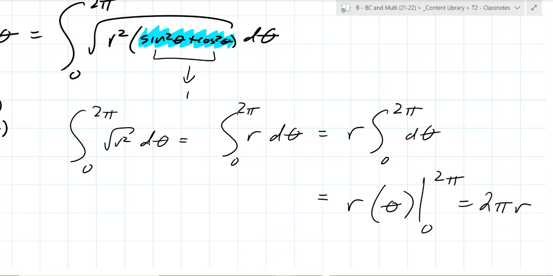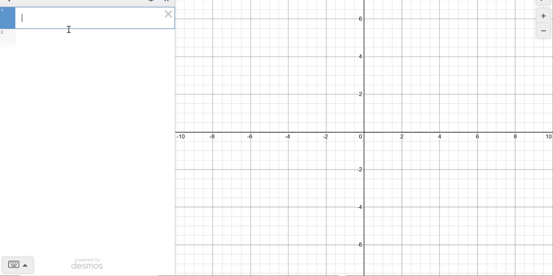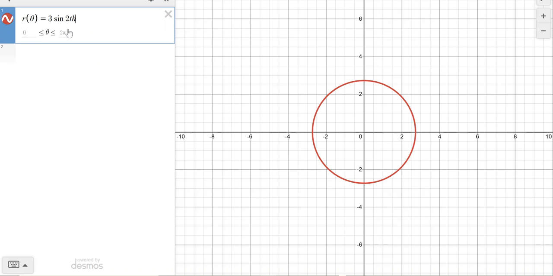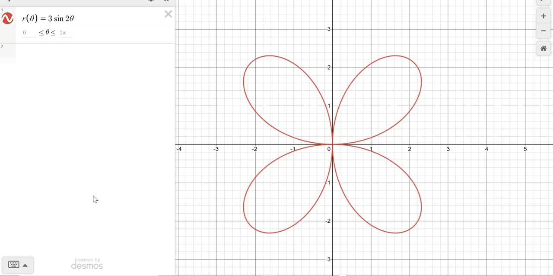On Desmos, what you can literally do is type out the words of the variables you want. So like, ready? Like r theta, look at that. You see what it did there? Equals 3 sine 2 theta. Oh, look what it did. There it is right there. And look what it puts down below. It puts the domain restriction. So like 0 to 2 pi.